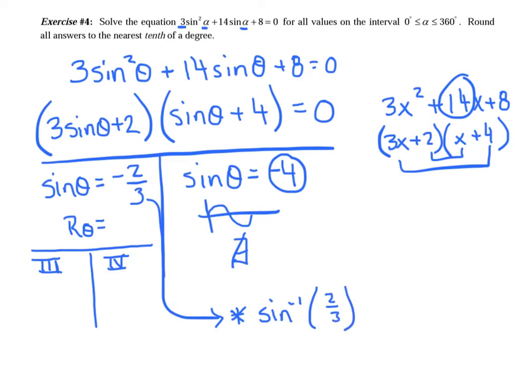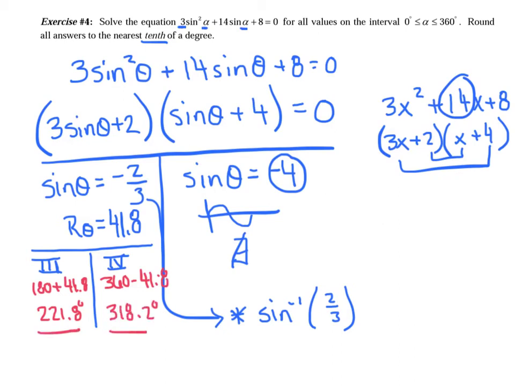As I typed that into my calculator, I got a reference angle of 41.8, rounding to the nearest tenth of a degree that they requested. Let's see, for the third quadrant, we're thinking 180 plus that reference angle. So let's see, what does that throw us at? That's at 221.8 degrees. And then I'll do 360 minus that reference angle. And that's going to put me at 318.2 degrees. So those are my two solutions right there, the only two.